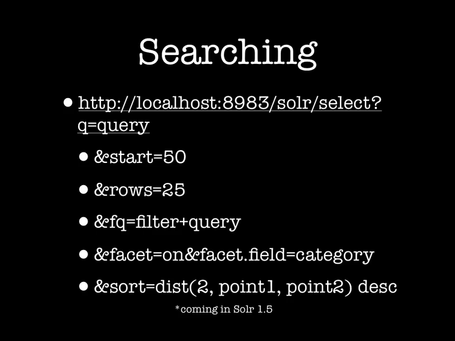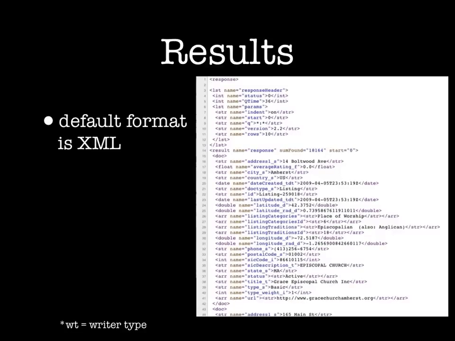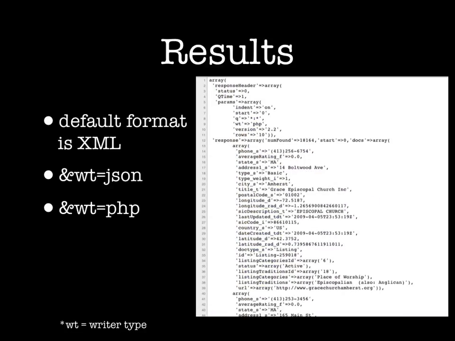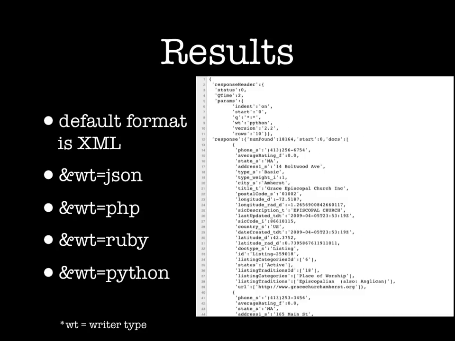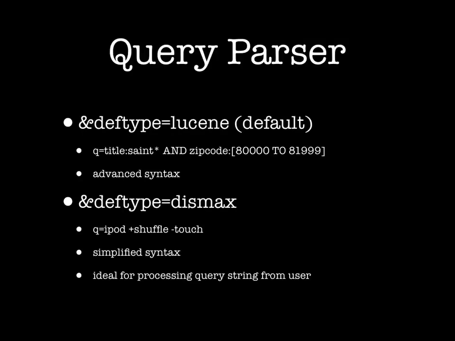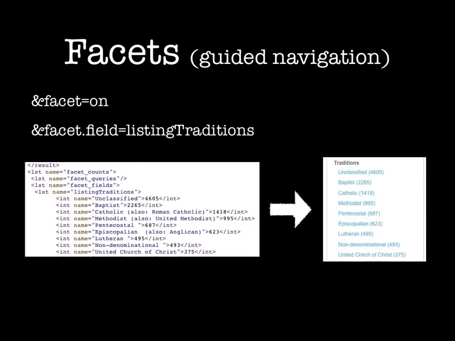Results are returned by default as XML, but as you can see, can be returned in a number of other formats by specifying a particular writer type on the URL. And these can be returned as JSON, PHP, Ruby, Python, etc. The query portion of the search request is interpreted by a query parser. The default parser uses the advanced Lucene query syntax, but a simpler, more natural language dismax parser is also available and is sometimes ideal for processing query strings from users.